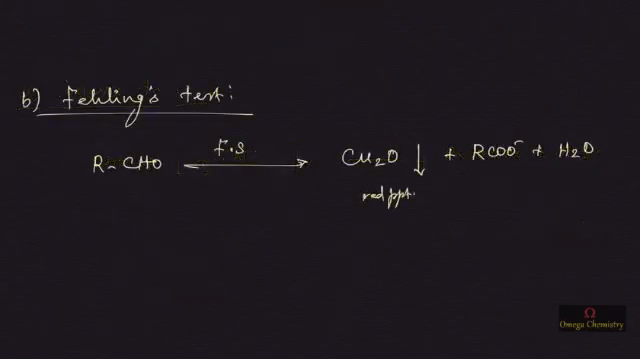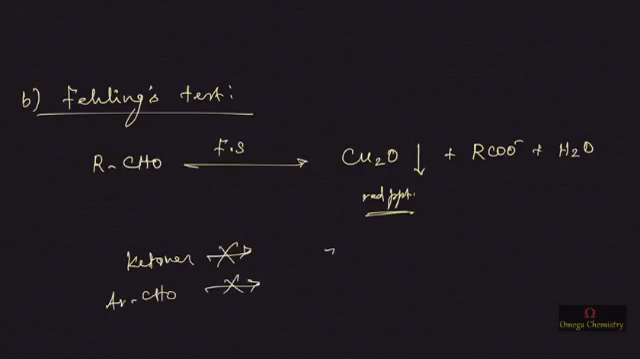The second test is Fehling's test. Fehling's solution is a mixture of Fehling's A, containing copper sulfate pentahydrate, and Fehling's B, containing sodium potassium tartrate, which is also called Rochelle's salt. When aliphatic aldehydes are added to Fehling's solution, a red-brown precipitate of cuprous oxide will be formed. Ketones will not answer this test, and aromatic aldehydes will not answer this test, whereas fructose and formic acid will answer this test. So they are important exceptions.